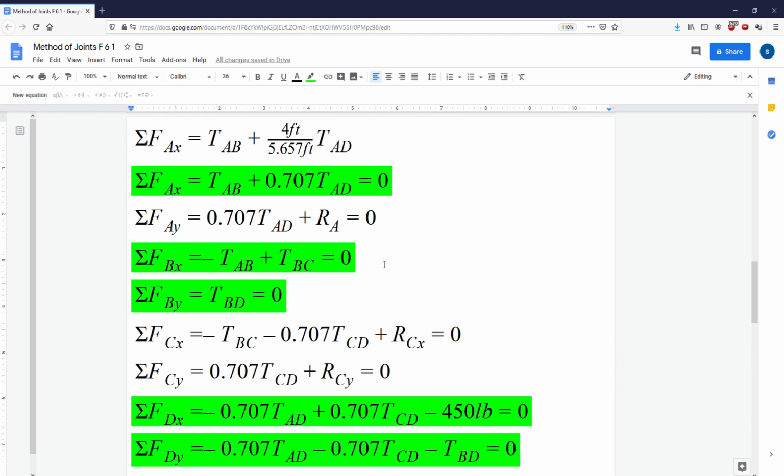Now notice we have not solved using all of our equations. We have just solved using the 5 highlighted equations. But the problem asked for the tension or compression in each member. It did not ask for the reaction forces. We could, if we wanted to, solve for these reaction forces, but they would not be relevant to the problem.